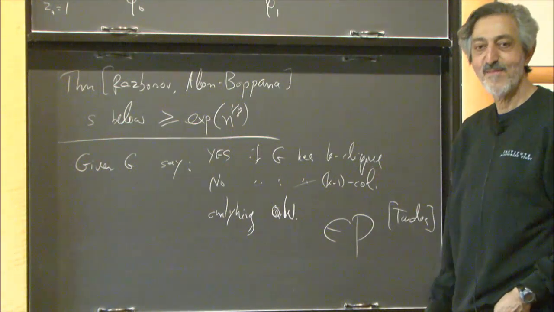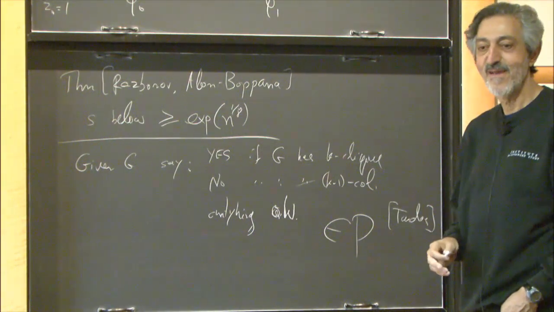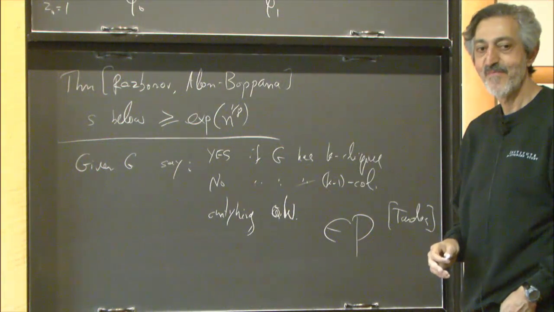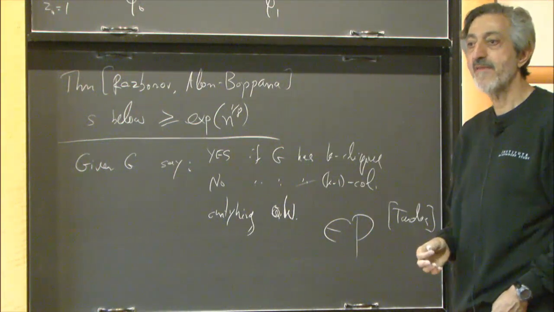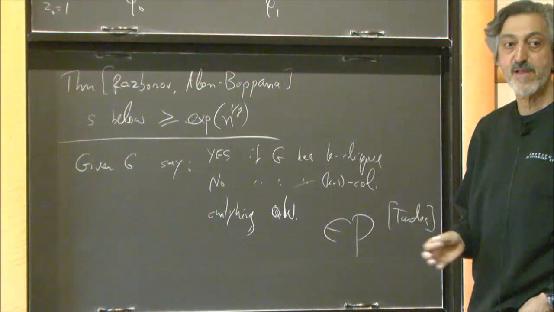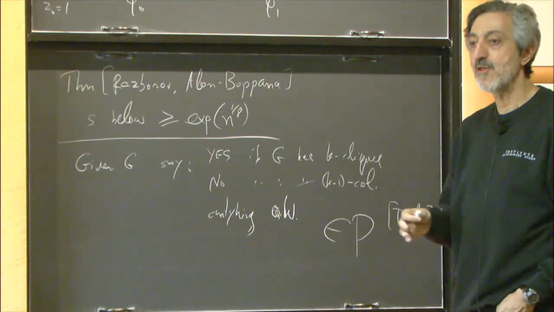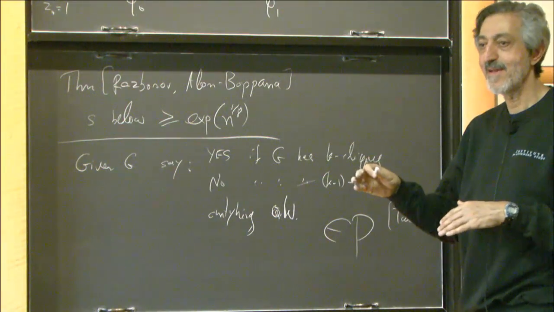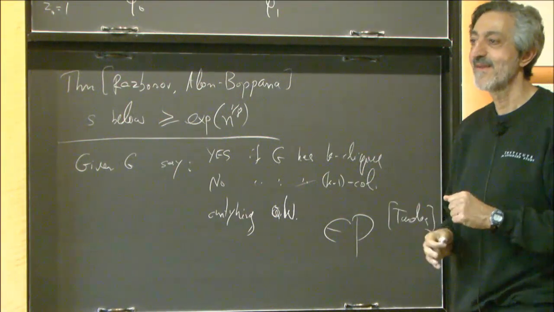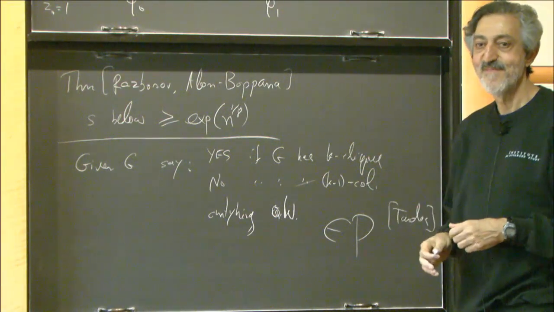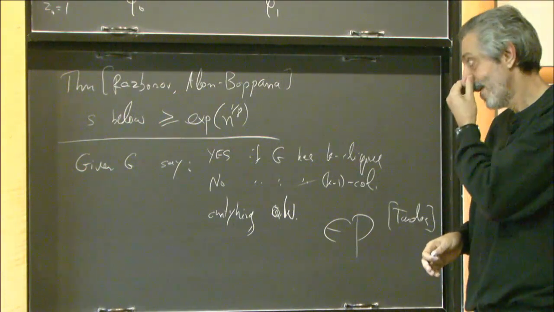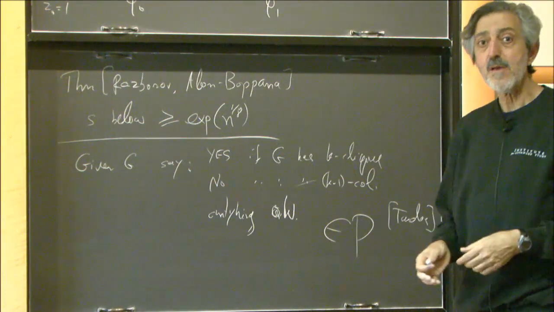Well, anybody remembers the Lovász theta function? So the Lovász theta function is a parameter of graphs that can be computed by semidefinite programming, and it's sandwiched by the clique number and the chromatic number. Okay, questions?